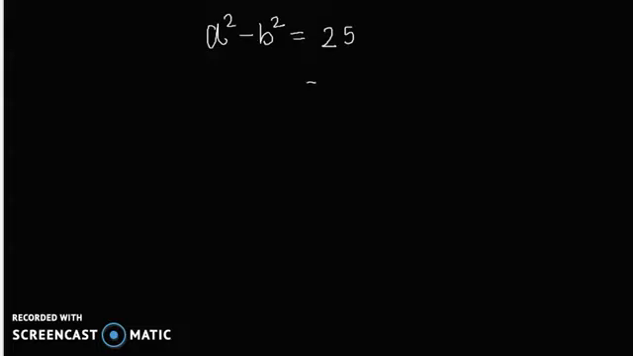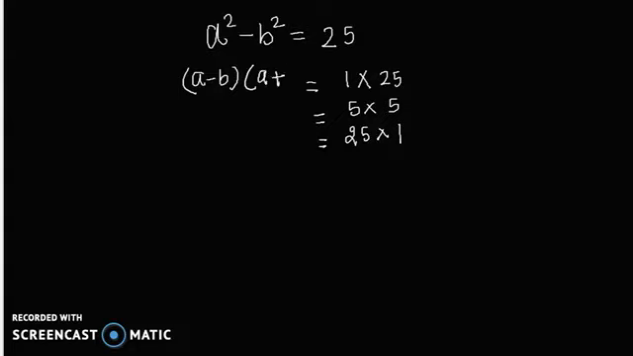We can represent, if we can factor 25, it can be written as 1 times 25 or 5 times 5 or 25 times 1. We cannot have more than these factors. We can have only these three possible factors. Left hand side is a minus b and a plus b. Now a plus b will be always greater than a minus b.